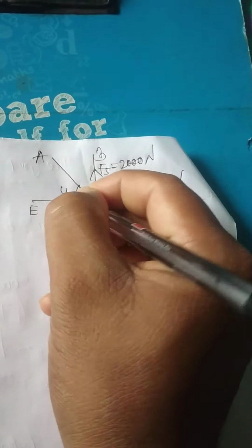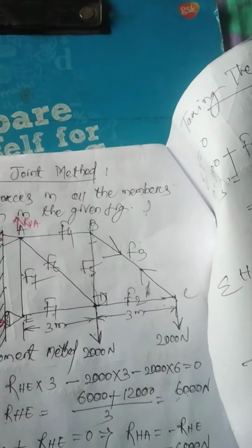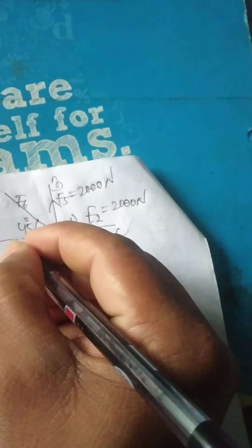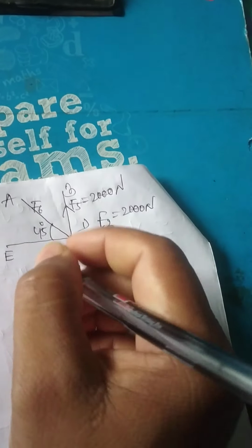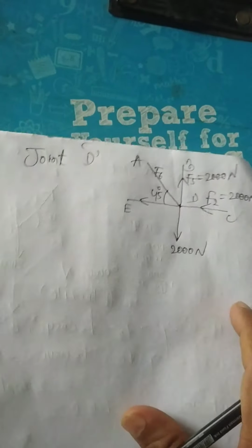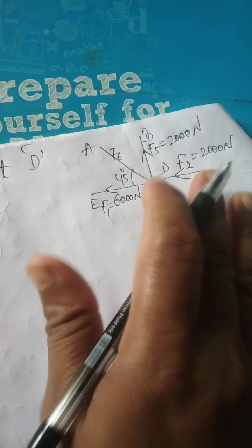Okay. Now what is the angle? This angle will be 45 degree according to the diagram. So this force is F6. F6 has two components. One component is moving horizontal, another component is moving upward, vertical. This value F1 is equal to 6000 Newton. So F1 is equal to 6000 Newton. Now the free body diagram is completed.